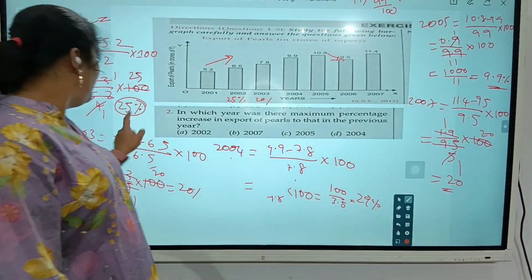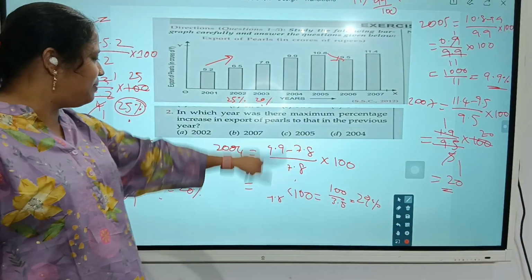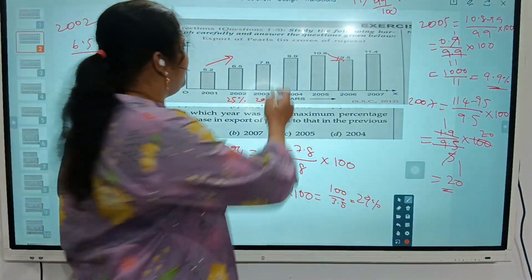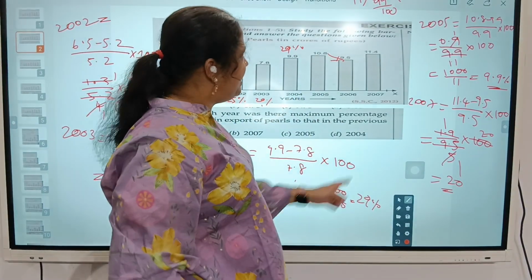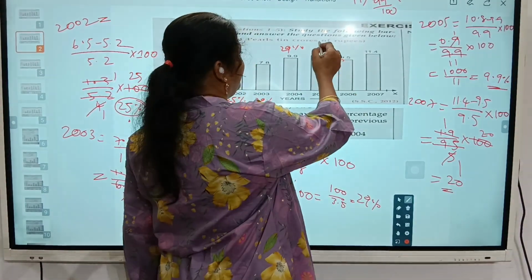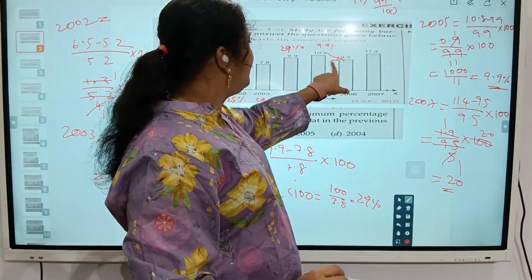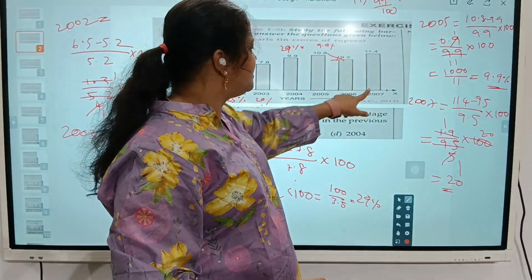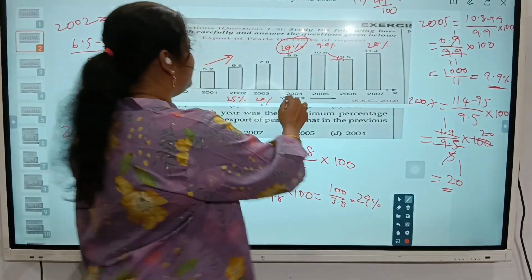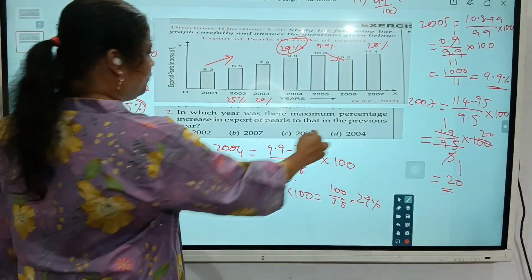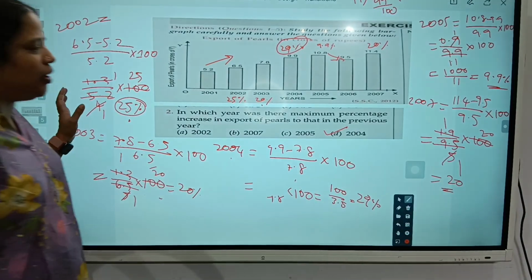At 2004. In 2002 it is 25%, 2003 it is 20%, 2004 it is 29%. In 2005 it is 9.9%, approximately 10%. In 2006 there is a decrease. In 2007 again it is 20%. So the maximum increase is in the year 2004. D is the answer. Let's move to the next question now.